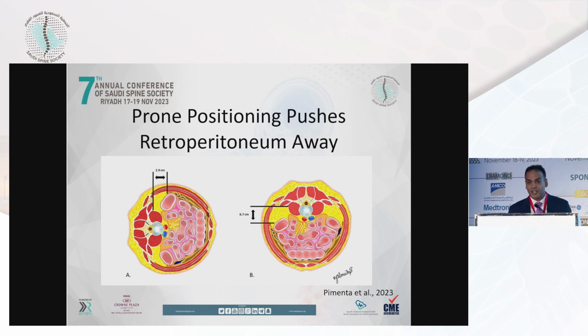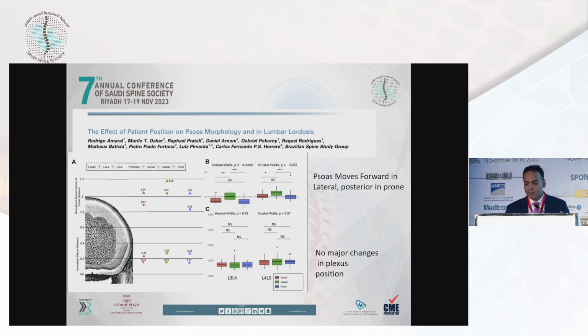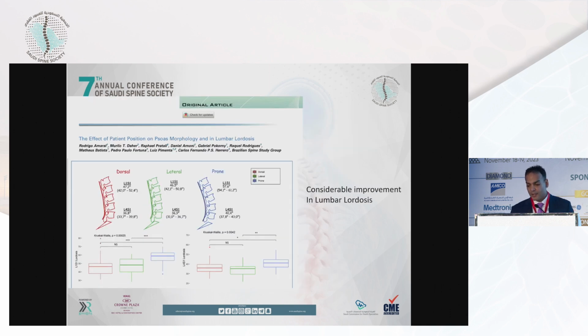I do have to say, and I agree with Dr. Anwar, that when you put somebody lateral, the distance will decrease, and when you put somebody prone, the distance will actually increase. So that's one disadvantage of the prone lateral. This interesting study by Pimenta's group got healthy volunteers and put them in supine, lateral, and prone, and looked at where the vessels were, how the psoas changed, and how the plexus changed. They found some very interesting things. In direct lateral, the psoas will move more anterior, and that can be problematic. When you put somebody prone, the psoas will move posterior, which will help you. They had markers of where the plexus was and didn't see any major changes. You do have a considerable increase in lordosis when you put somebody prone, and we all know about that.